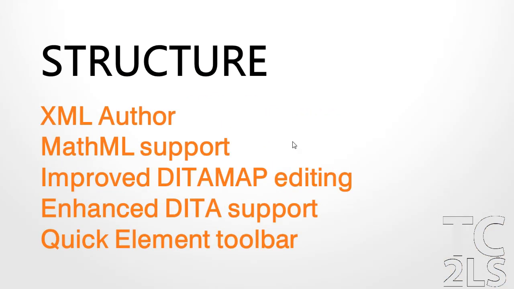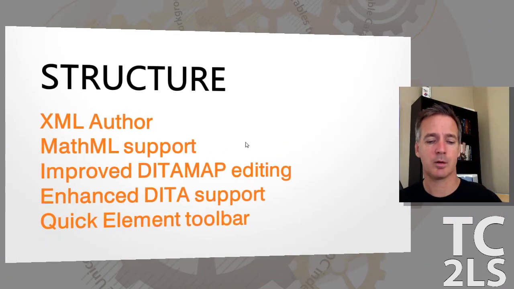We're going to wrap up with structure, and in the structure we're going to talk about the new XML author mode, which is in FrameMaker 12. There's also a new XML Author product, a standalone product that's a little bit less expensive. It's a lightweight XML editor. That's a pretty cool deal. And then improvements to the data map and data editing, along with the quick element toolbar. The MathML support, we'll also talk about that.